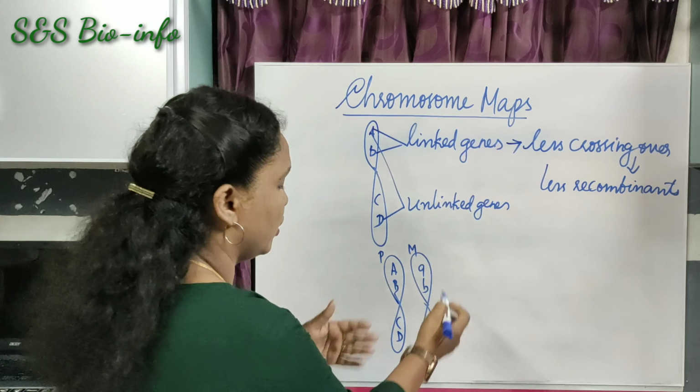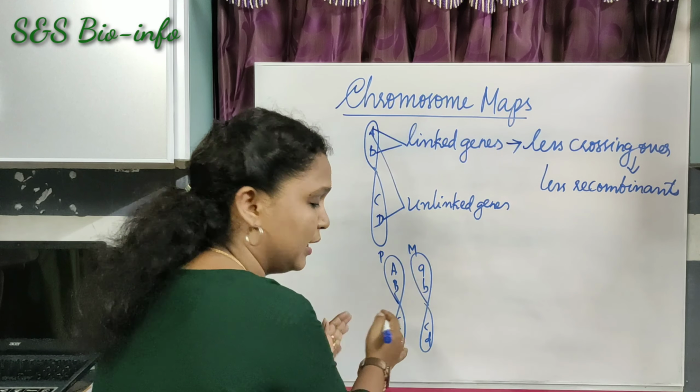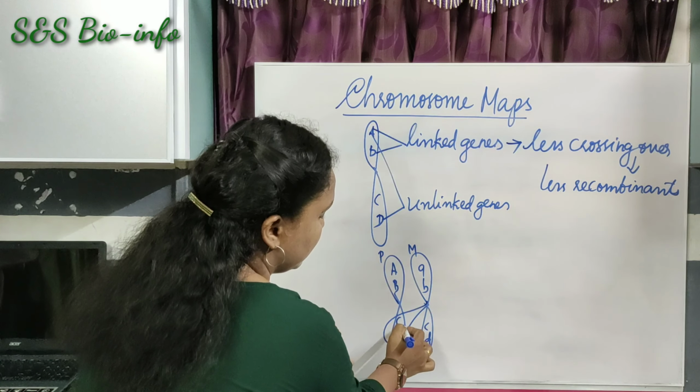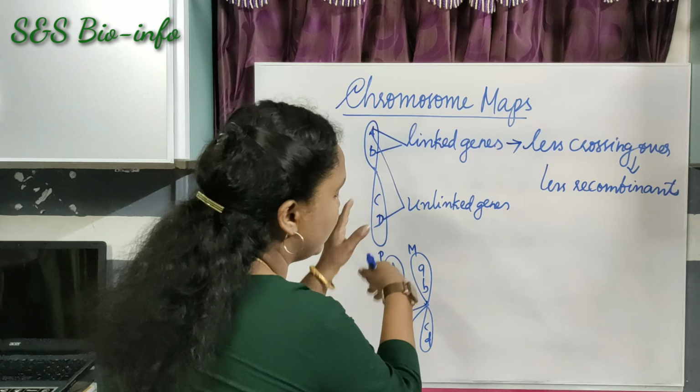So, crossing over is the exchange of the genetic material from one chromosome to the next. Suppose it happens at this arm, this gene will be transferred to the paternal chromosome and these genes will be transferred to the maternal chromosome. That is crossing over. So, as there is less chance of crossing over in the case of linked genes, it produces only a less number of recombinant traits in the progeny.